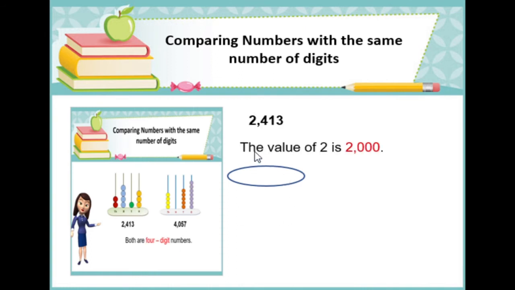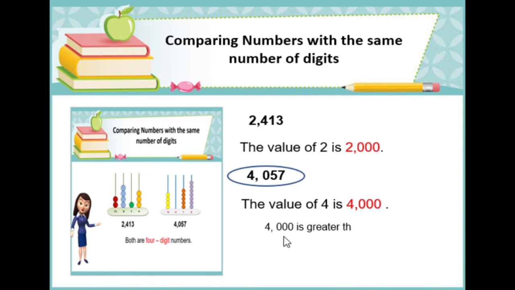In 2,413, the value of 2 is 2,000. And in 4,057, the value of 4 is 4,000. What is bigger, 2,000 or 4,000? It's 4,000. So 4,000 is greater than 2,000, or 2,000 is lesser than 4,000.